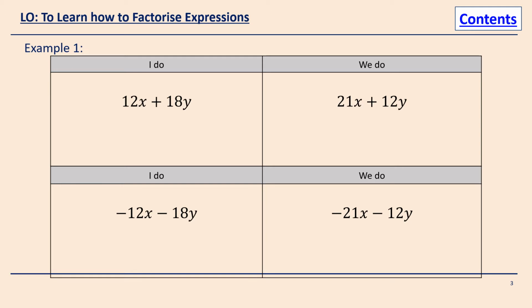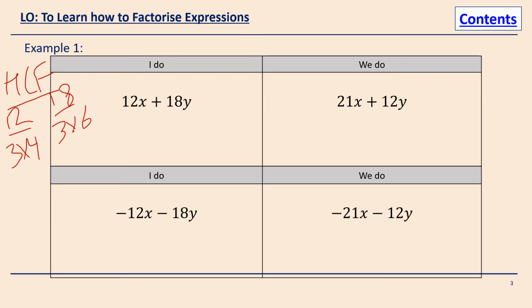Okay, so let's have a look at these today. If we need to factorise an expression, we need to look for the highest common factor of both these numbers. So a number that's the highest number that goes into them. So if we have 12 and we have 18, we're looking for the highest number. We know 3 goes into it. 3 times 4 is 12, and 3 times 6 is going to give us 18.